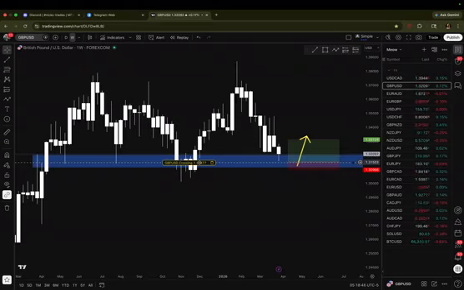So price is not perfect. The fact that it doesn't bounce at the zones perfectly every single time is okay.